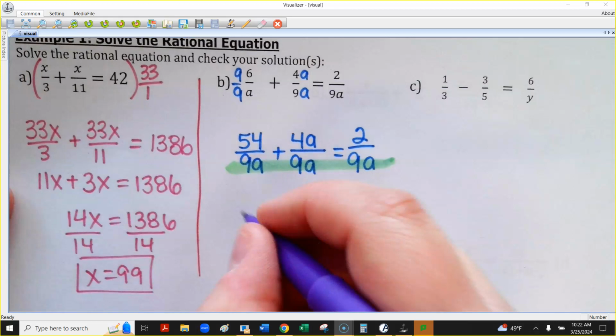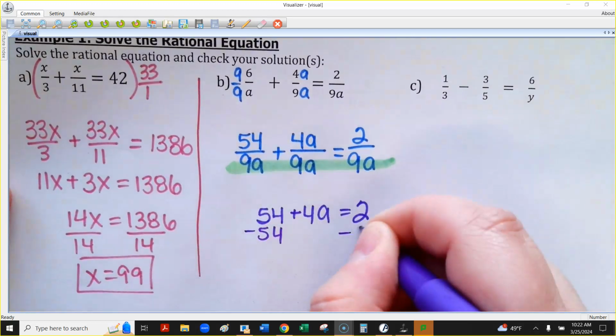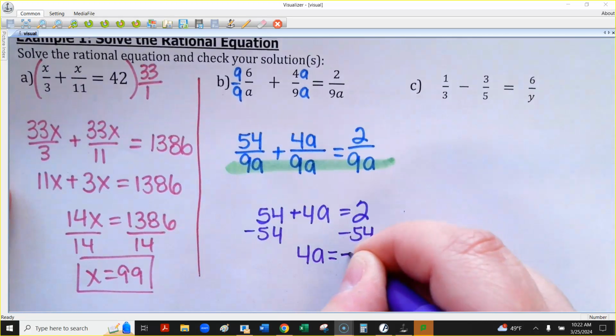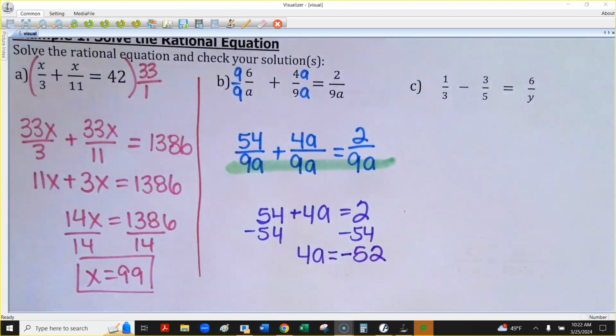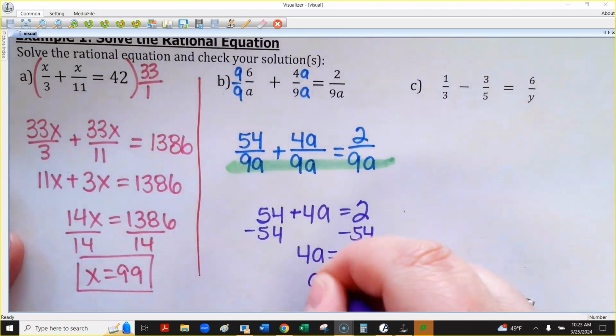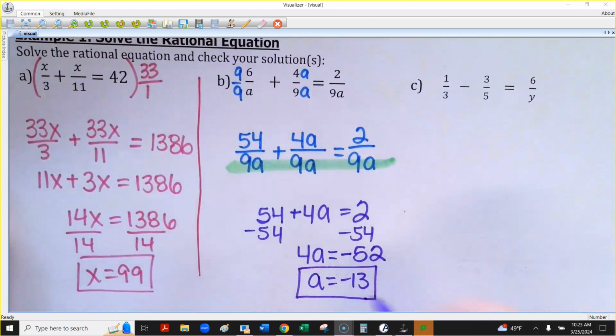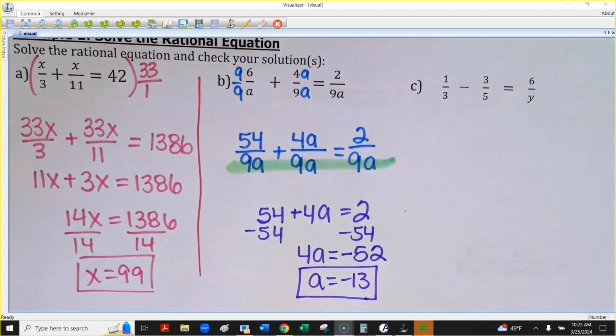So I'm just going to subtract 54 here real quick. And I would get 4a equals negative 52, and I'm pretty sure that's a nice number. Yes. So a is negative 13 there to make that true. And on this one, I would tell you, a could not be 0. If I had gotten 0 as my answer, that wouldn't have worked, but we got negative 13, so we're good to go. That should be your answer.